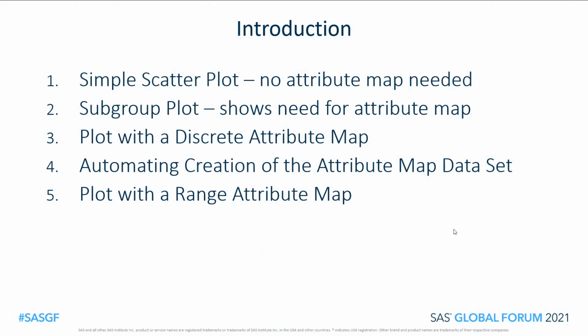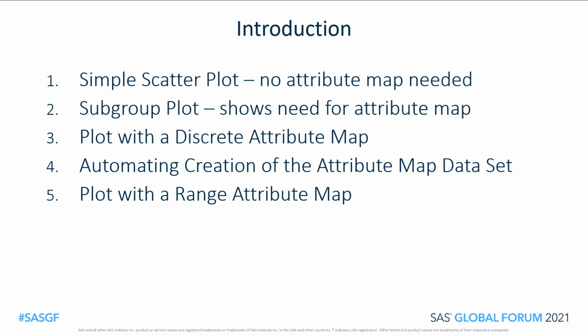Here's a little bit of an overview of where we're going. We'll start with a very simple scatter plot that doesn't use an attribute map, and this is just to set the stage for what's to come. Then we'll move into a subgroup plot where we subset the data from the first plot, and this is to establish why an attribute map might be something we would be interested in.